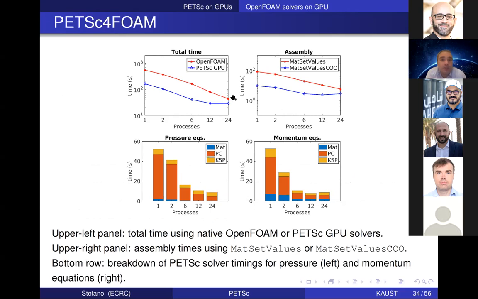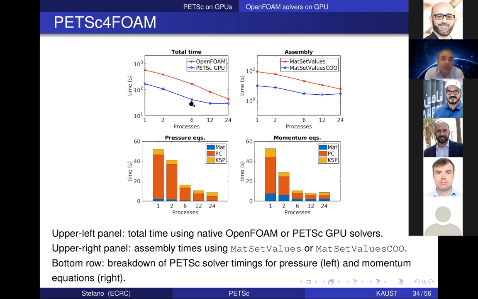In red is OpenFOAM and in blue is PETSc. So this is time, so the lower is the better. By using a different number of processes, using one process per GPU. So Summit has 6 GPUs per node. So here, when using 12 processes, 2 MPI processes share the same GPU.